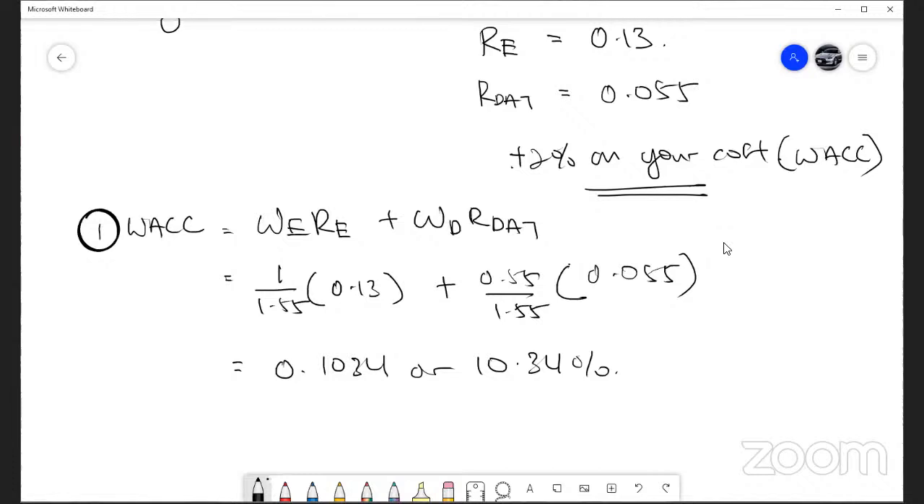This is supposedly your cost of capital, but this project is riskier, so you need to add 2% on your cost. So the final percentage, your cost of capital, should be 12.34. 12.34 is your new adjusted cost of capital. Next, under what circumstances should WACC take on the project? That means NPV must be more than 0.